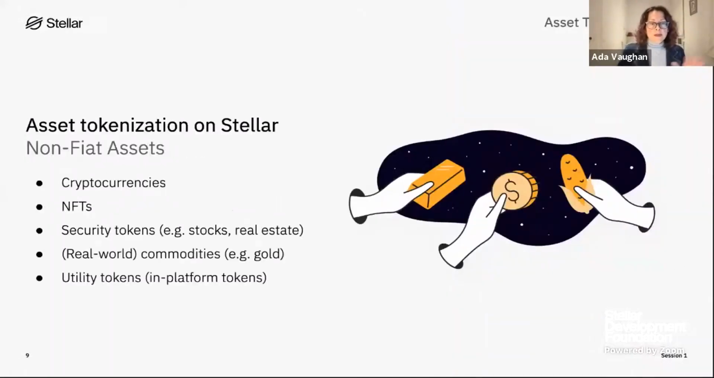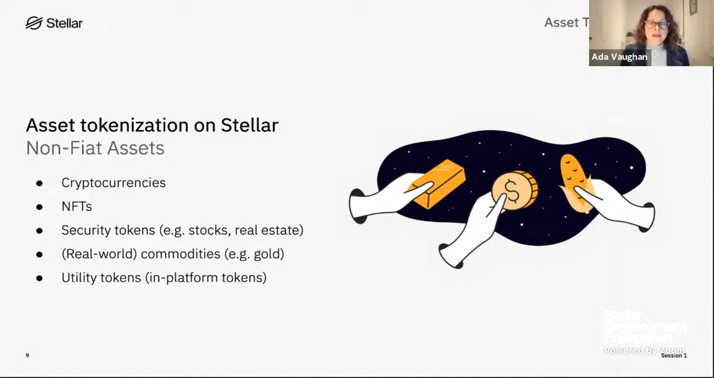So the first step, I'm going to go through these three main ways that Stellar is used. And we'll start out with tokenization. So you might wonder, how does a dollar get onto Stellar? And that is this process called tokenization.